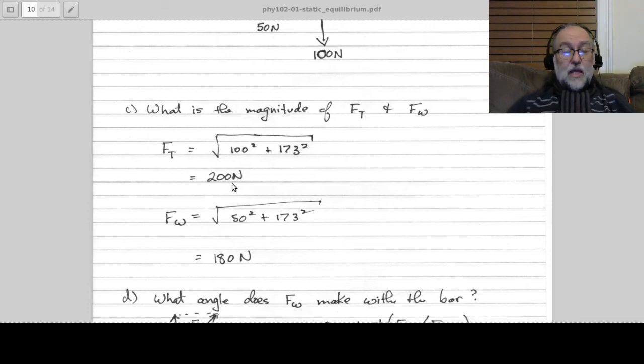Okay, same thing for the force at the wall. You have the y component was 50 and the x component was 173. You square the two components, add them together, take the square root, and that gives you 180 newtons. Okay, so the wall is actually exerting 180 newtons of force.